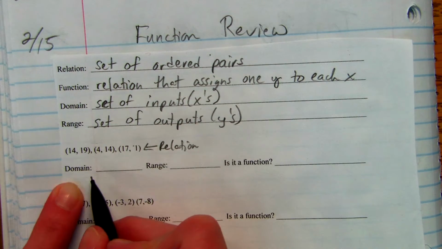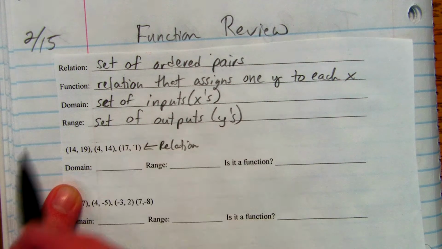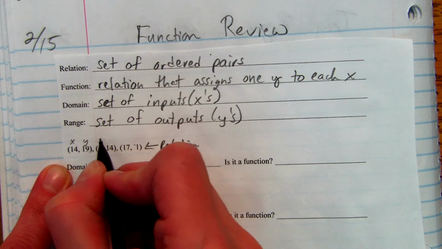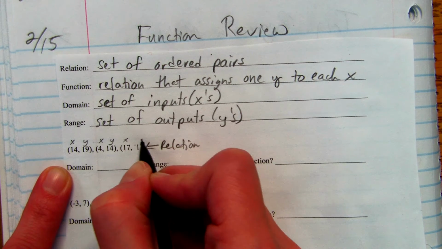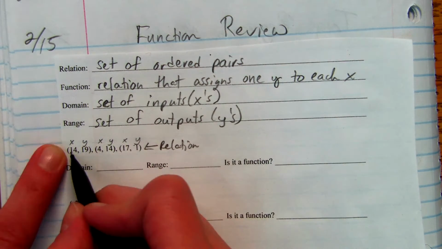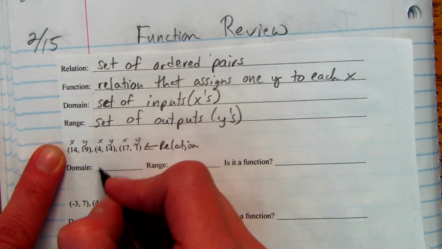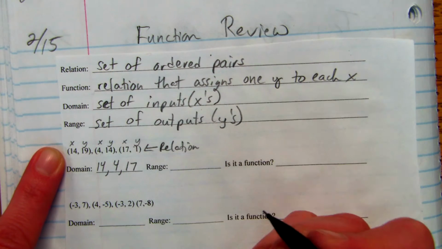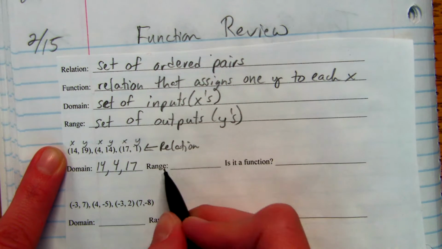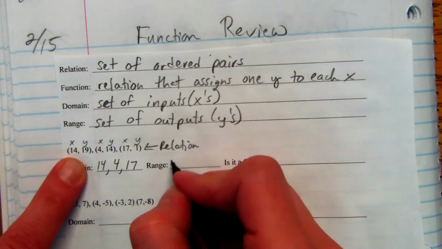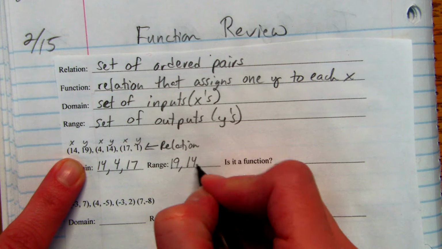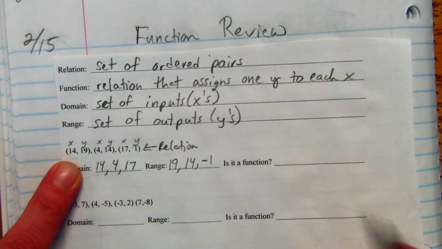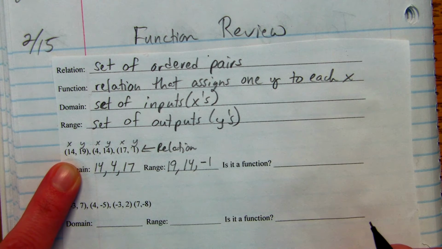So if we're just listing what the domain and range is for the points, each of these is x, y, x, y, x, y. So the domain is just the list of x's, the first number in each ordered pair. So just say 14 and 4 and 17 are the domain. The range is just the y's. So you say 19, 14, and I think that's -1. It looks like it has a little negative sign there that didn't copy very well.